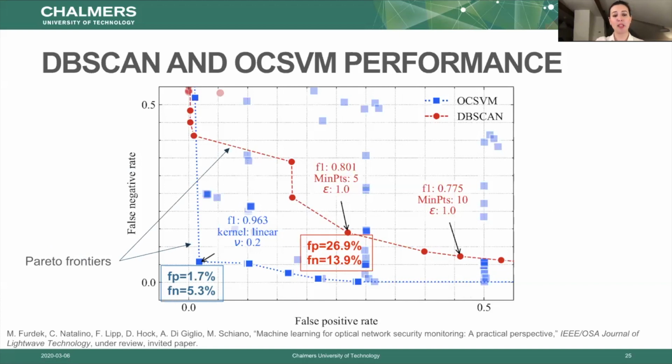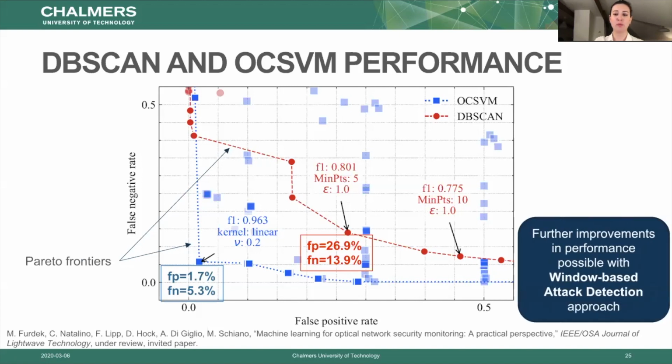And the influence of these relatively bad performance results can be alleviated by an approach we call window-based attack detection. It's still under review, so I cannot give you the details here, but the idea is not to rely on the instantaneous response of the machine learning approaches, but instead to design the windows for attack detection and the thresholds on the number of attack samples that need to be detected before an alarm is raised.